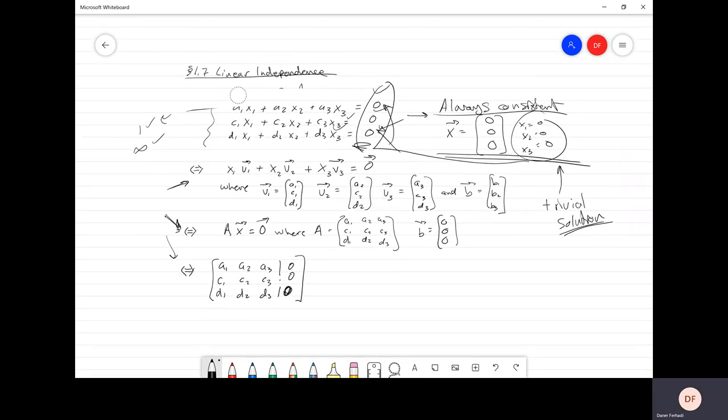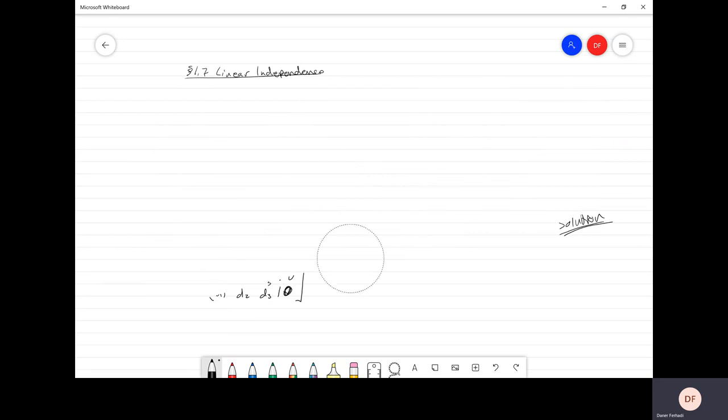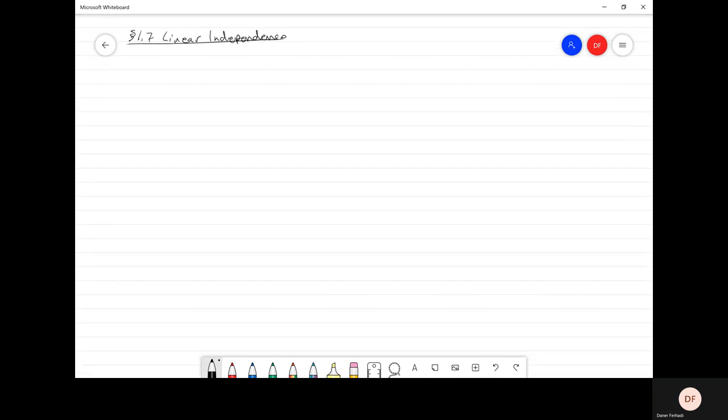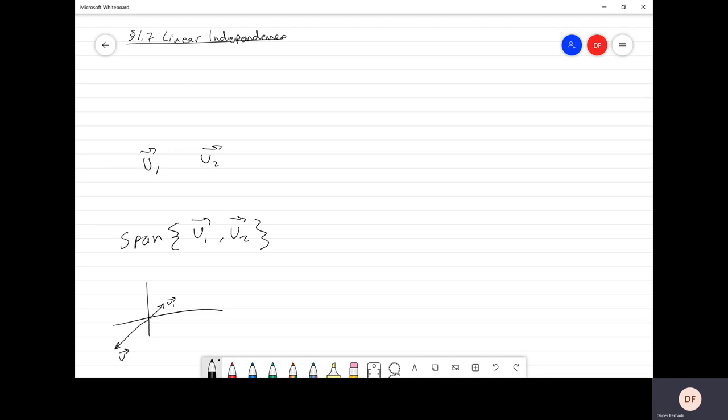So now we can begin section 1.7 and talk about linear independence. So we saw for two vectors, v1 and v2, let's say, we saw that the span, if the two vectors are on the same line, so this is v1 and this is v2, then the span, which means the set of all linear combinations of v1 and v2, would be a line. And if they are on the same line, then they would be a multiple of each other.